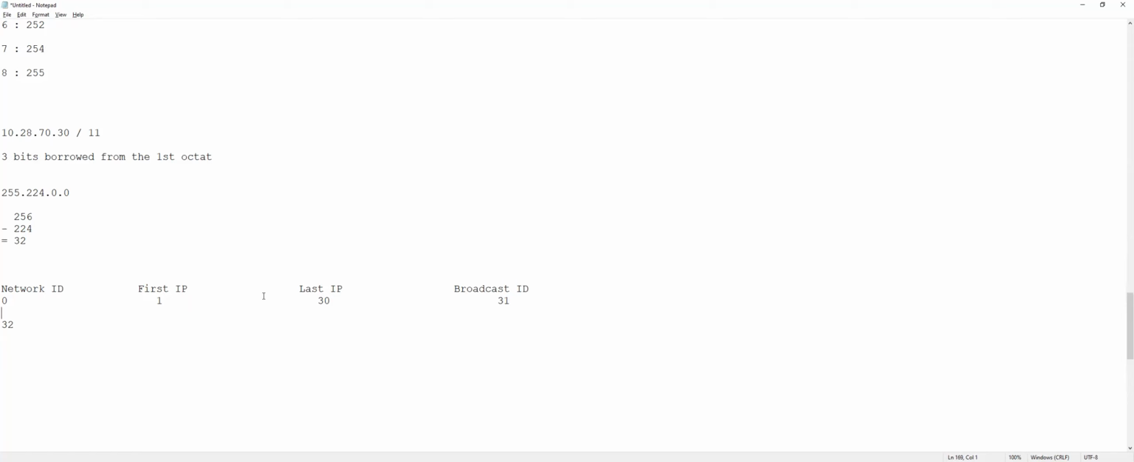So this is it. In a case where they give you a subnetting question like this and they're asking you for a network ID, well, guess what? Network ID is 0. The first IP address of this range is 1. The last will be 30, and the broadcast ID will be 31.